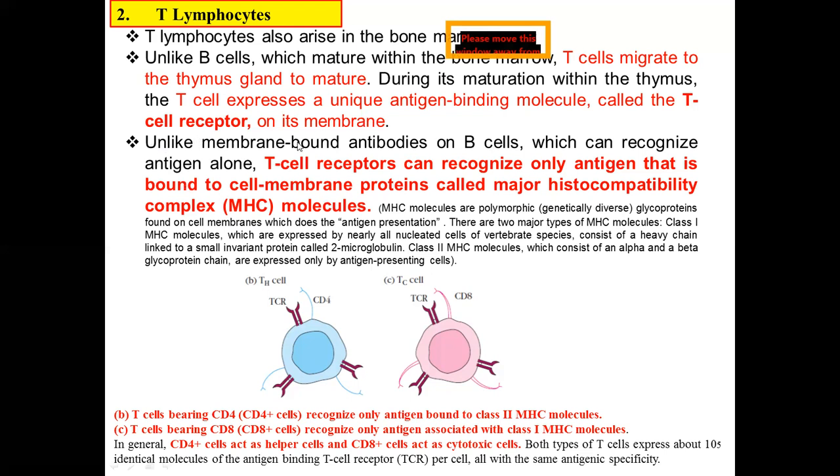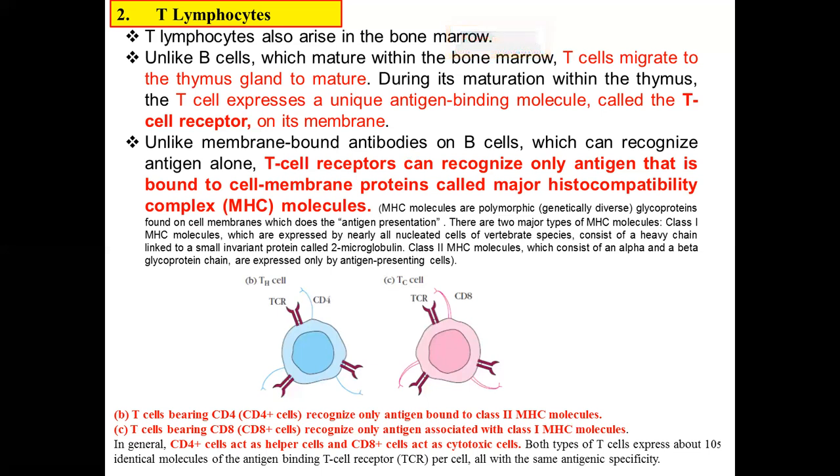Okay, so the point to be noted here is that the T lymphocyte cannot recognize the antigen alone. That is unlike membrane-bound antibodies, the immunoglobulin on the B cell, which can recognize the antigen alone. The B cell doesn't need any help, but the T lymphocytes need assistance. The T cell receptor can recognize the antigen only when it is complexed with a cell membrane protein called MHC. The antigen has to be processed and then presented along with a class 1 MHC or class 2 MHC molecule.